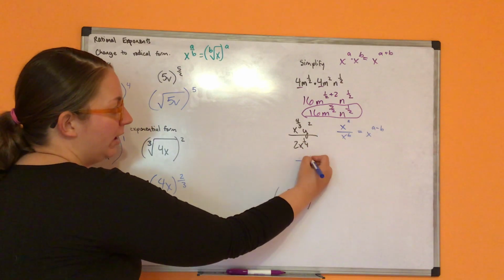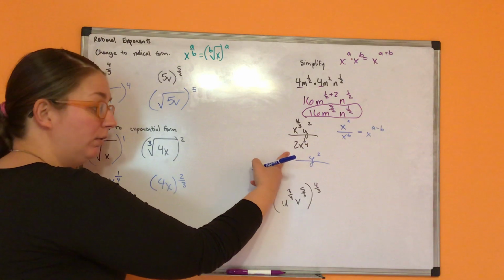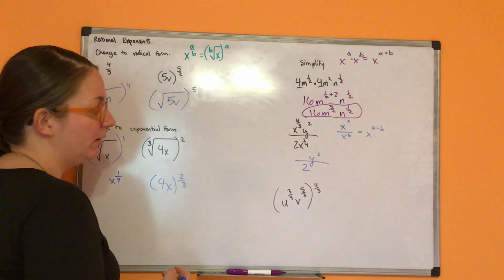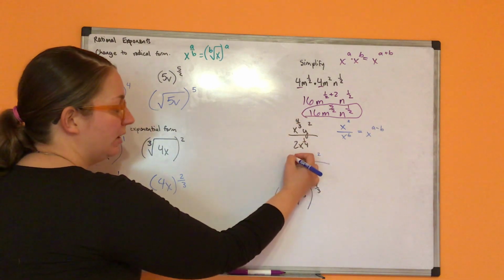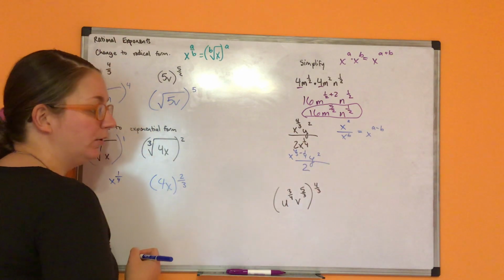There's only one y part in this whole problem, so y squared stays on the top. There's only one coefficient in this whole problem, so coefficient 2, or divided by 2, stays on the bottom. What we need to take care of is the x's. We're going to do top exponent minus bottom exponent. So 4 over 3 minus 1 over 4.